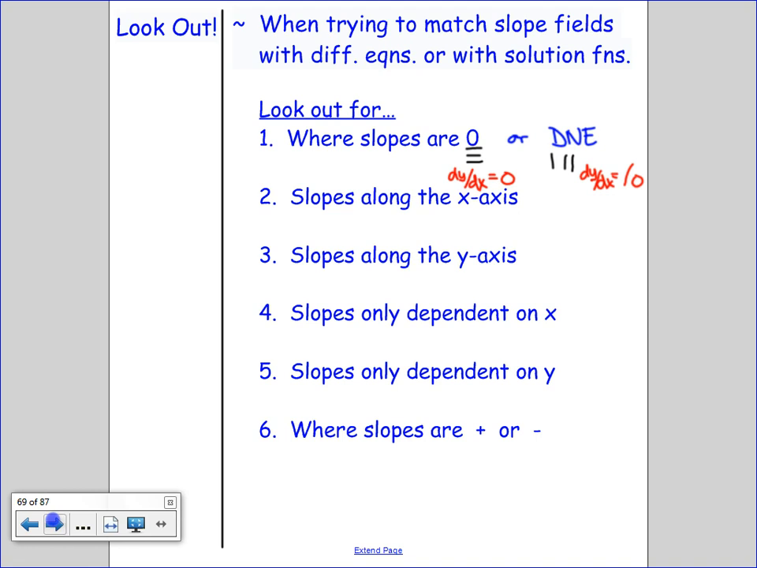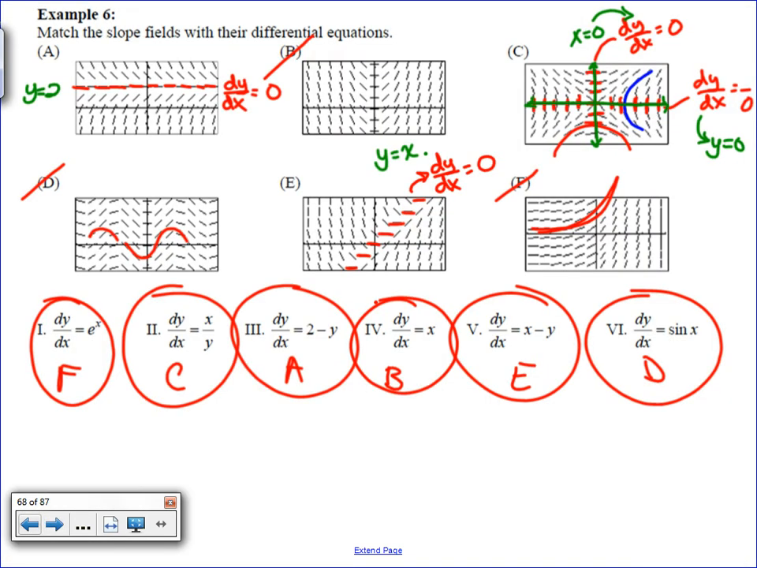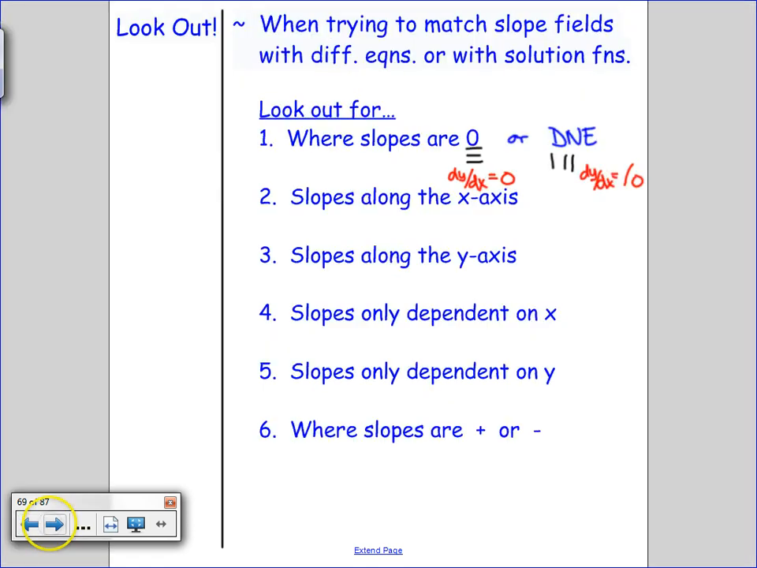Hey guys, slopes along the x-axis. If it's along the x-axis, what do I know is true along the x-axis? Y equals 0. So if I have slopes that are along the x-axis following a certain pattern, I know that all of those along the x-axis are when y equals 0, right? Yes, I know you should know that, but it's algebra 1, it's gone.